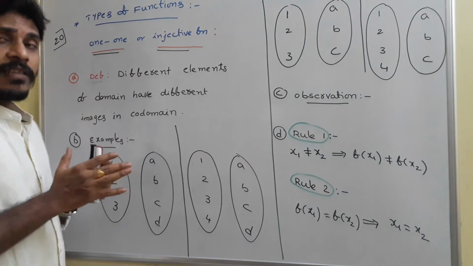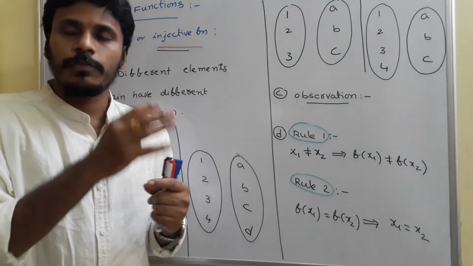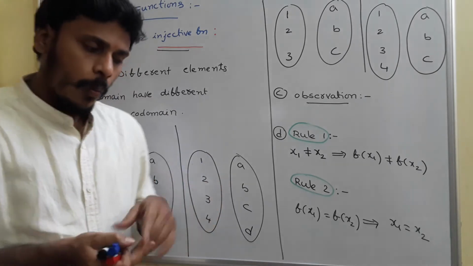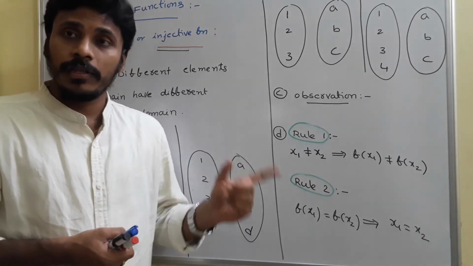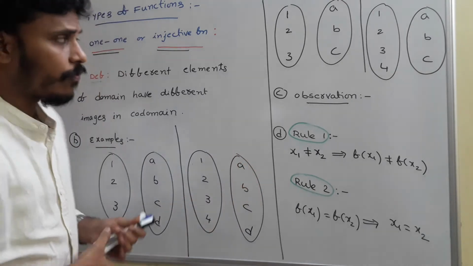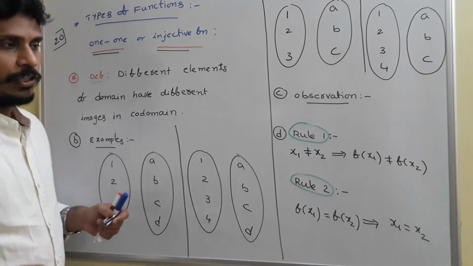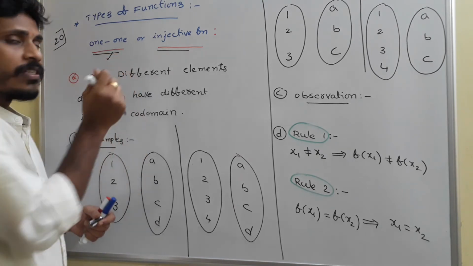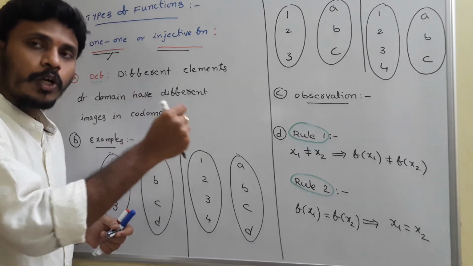So now in this class we are going to discuss different types of functions. We have basically three different types mainly: one-one or injective function, onto or surjective function, and one-one plus onto or bijective function. First of all, pay attention to the one-one or injective function. The name itself is suggesting one element corresponds to one element.